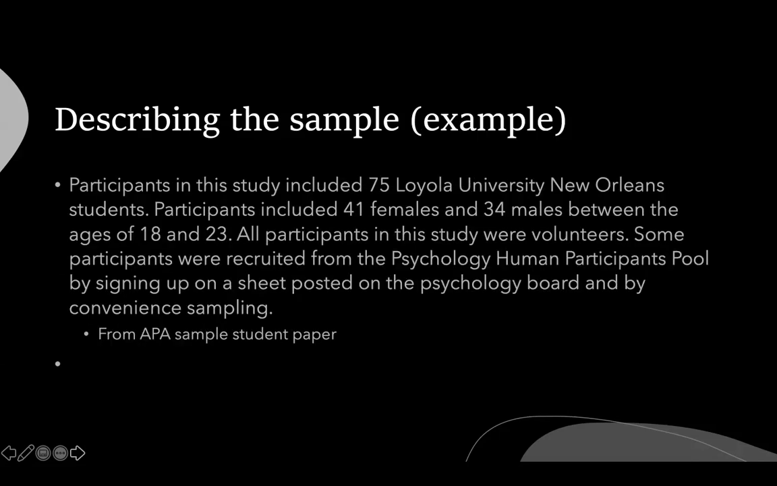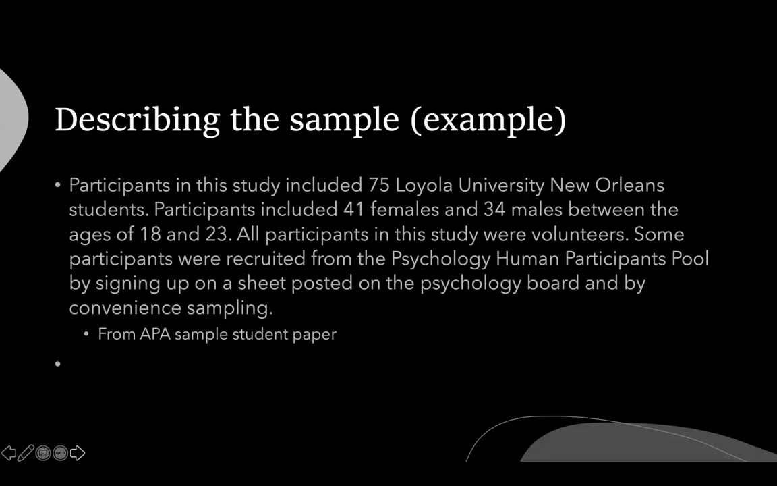Here's an example from the APA sample student paper that you can find online. Participants in this study included 75 Loyola University New Orleans students. Participants included 41 females and 34 males between the ages of 18 and 23. All participants in this study were volunteers. Some participants were recruited from the Psychology Human Participants Pool by signing up on a sheet posted on the psychology board and by convenient sampling.